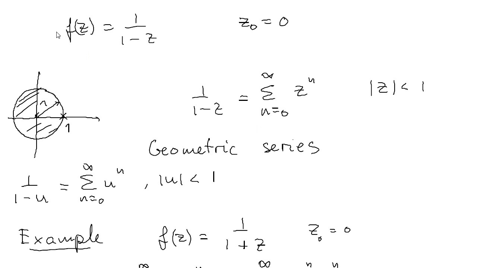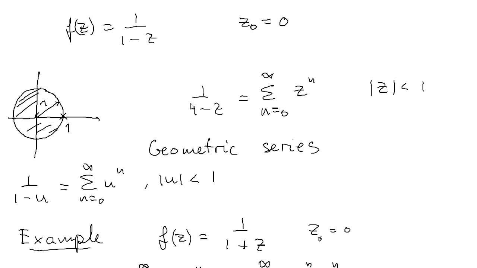Let's now consider the function f of z equal to 1 over 1 minus z. We are going to find the Taylor series for the case when z0 is equal to 0. So that is the Maclaurin series of this function. We are not going to do all the necessary steps, but you can do it yourself.